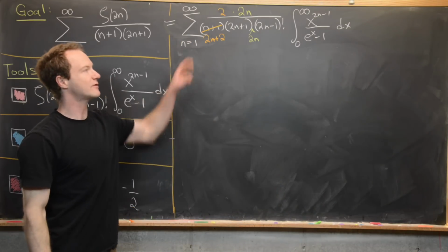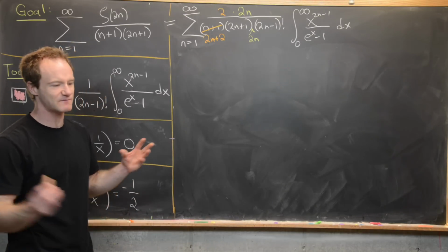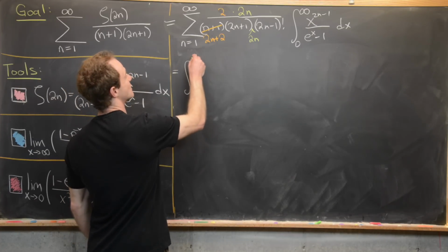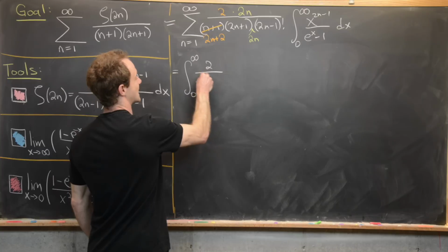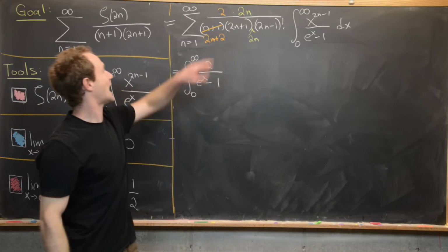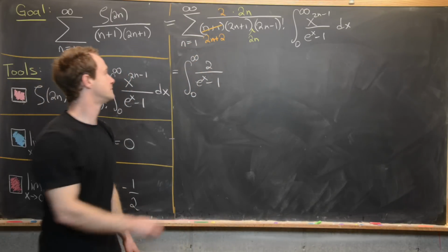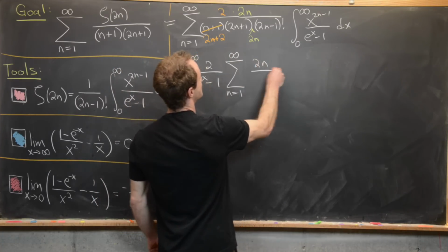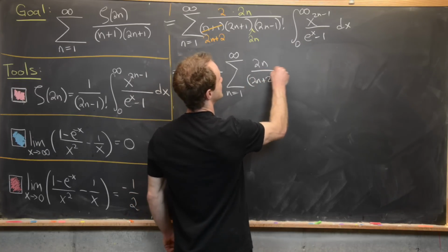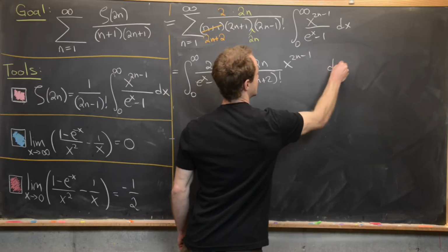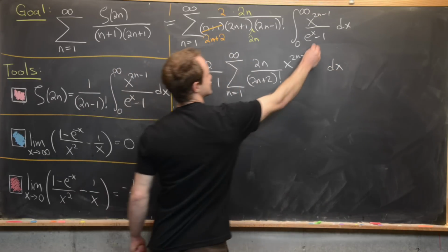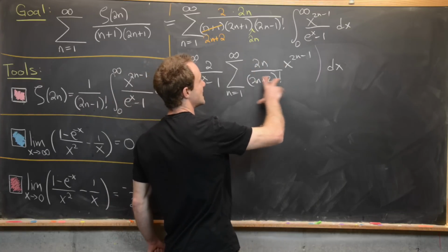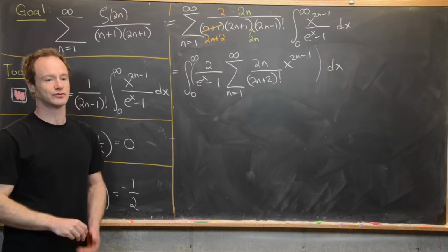Okay, good. So now I'm going to rewrite this, exchanging the order of integration and summation, and then factoring some things out as needed. So I'm going to write this as the integral from 0 to infinity of 2 over e to the x minus 1. So I'll bring the e to the x minus 1 and this 2 out of the summation. And then I have this sum as n goes from 1 to infinity of 2n over 2n plus 2 factorial times x to the 2n minus 1 dx. And let's just notice that all of that is inside this integral. Good. Now what we want to notice is that this object right here looks like it is something that has had its derivative taken.